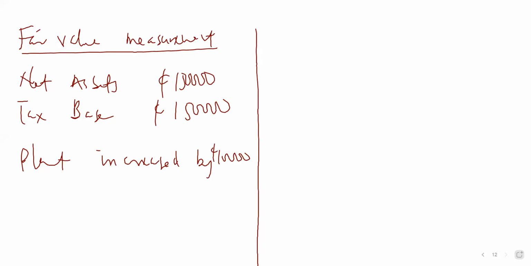What will be the new value of the net asset of the subsidiary? 160,000. Okay. So if you compare this with the tax base, what is happening? It's higher than the tax base. By how much? 10,000, isn't it? What is causing the 10,000? It is a fair value measurement, isn't it?